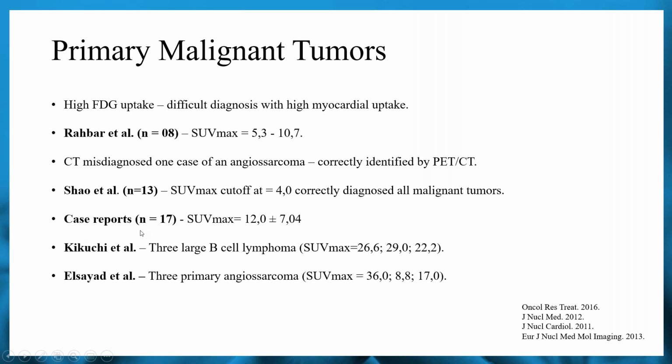Among the case reports, 17 primary malignant tumors presented a mean SUVmax of 12. This case series showed 3 primary cardiac large B-cell lymphomas with SUVmax of 26, 29, and 22. The other case series of primary angiosarcomas presented high uptake of 36, 8.8, and 17.